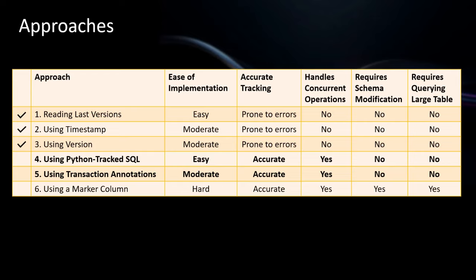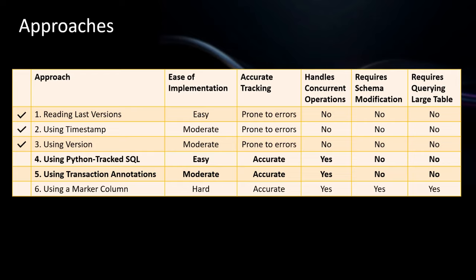Python-tracked SQL. With the fourth one, we are going to use the merge SQL statement, the Spark SQL statement, and then use Python for getting stats extracted from it. We are not going to read the log table. We'll simply use the operation itself for getting that information. So the implementation is easy, and this is accurate. You are not going to see any issues with this. You'll always see the right values, and this works with concurrent operations as well. This does not require any schema modification, and you don't need to query the delta table itself. So everything works really well.